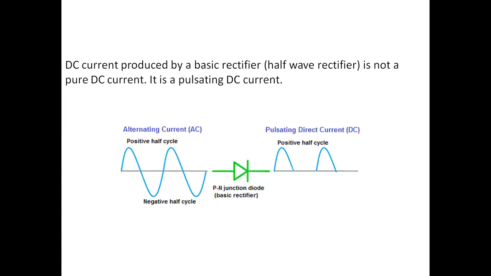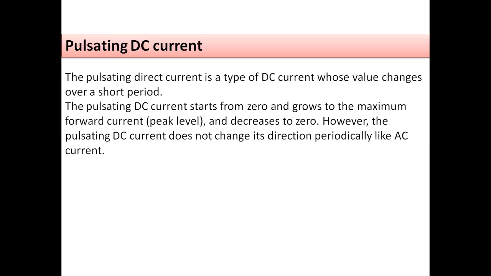Now, the DC current produced by the rectifier is not a pure DC. It is a pulsating DC. So, we should know what pulsating DC is. Pulsating DC is a direct current whose value changes over a period of time. It starts from 0, grows to the maximum forward current, that is the peak level, and decreases to 0. However, the pulsating DC current does not change its direction periodically like alternating current.